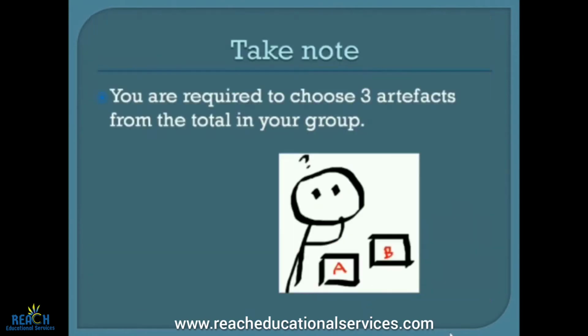As a group, you are required to choose 3 of the artifacts from the total number of artifacts in your group. For example, in a group of 5, you would have a total of 15 artifacts to choose your 3 from. It is highly recommended that there be variations in the selection of the artifacts. In other words, you can choose a poem, an article, and an illustration for your group report. Now that you have selected the 3 artifacts, let's turn our focus to writing the group report.